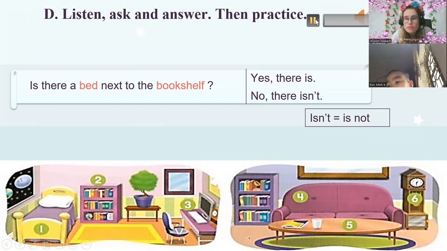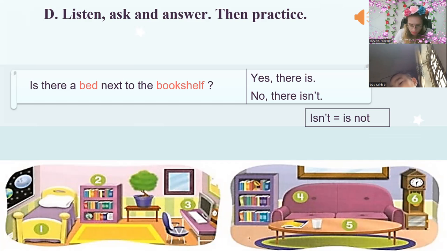Okay. Page 53. D. Listen, ask, and answer. Then practice. Is there a bed next to the bookshelf? Yes, there is. Is there a bed next to the bookshelf? No, there isn't. Is there a bed next to the bookshelf? Yes, there is. Two. Is there a table in front of the bookshelf? No, there isn't. Three. Is there a clock next to the computer? Yes, there is.